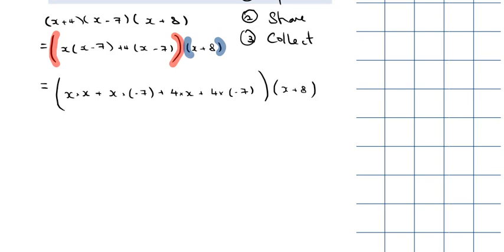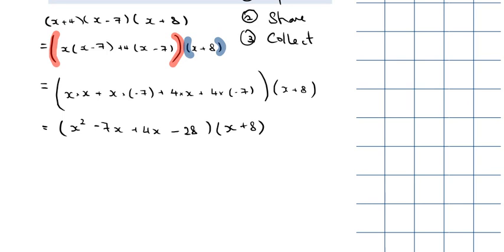The next thing is I'm just going to multiply all the terms to simplify a little bit. So x squared minus 7x plus 4x minus 28. Again, remember to take care when you multiply by negative numbers. I will always put them in a bracket just to remind myself. (x + 8) there.